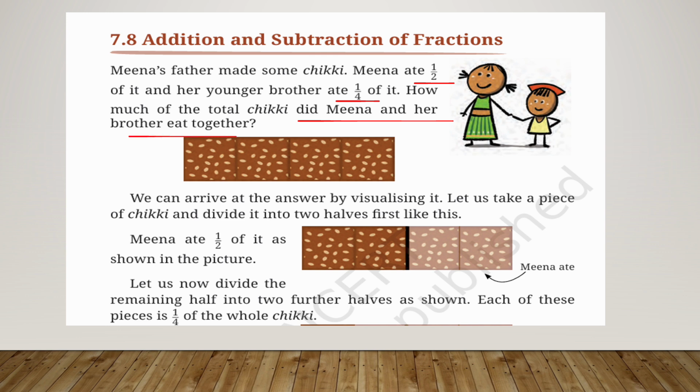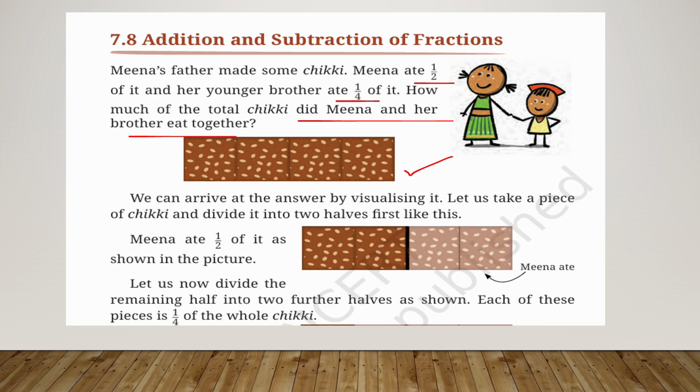So, see this figure. This is a chicky made by Meena's father. Meena ate half of it. Her younger brother ate 1 by 4 of it. We have to find how much of the total chicky did Meena and her brother eat together. So, we can arrive at the answer by visualizing it. Let us take a piece of chicky and divide into two halves. You first divide the above chicky into two equal halves like this.